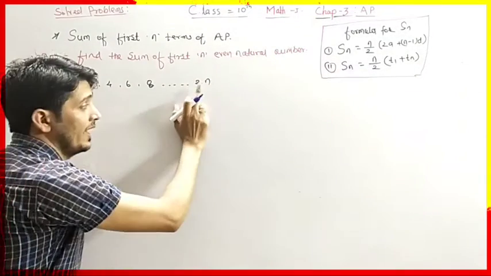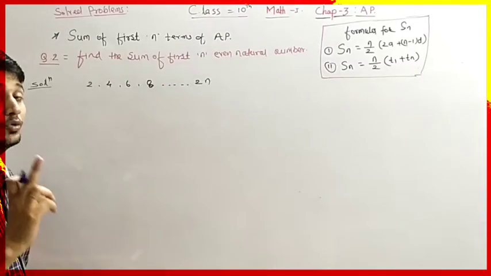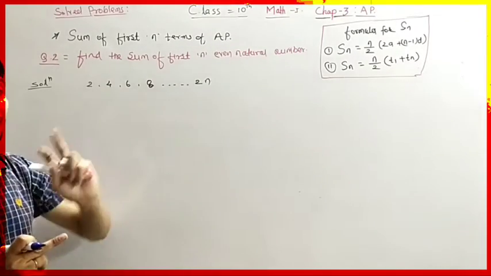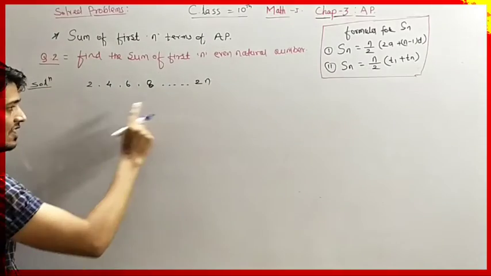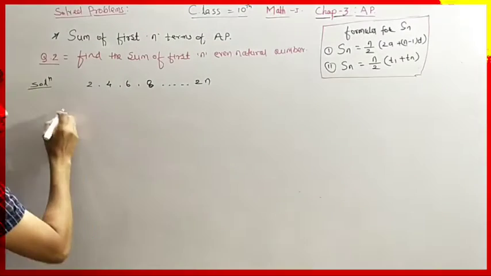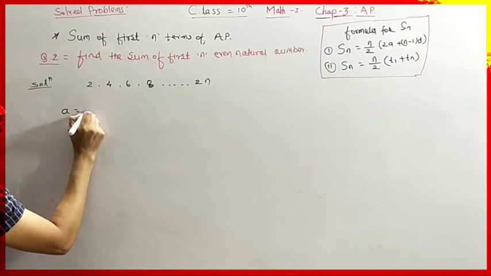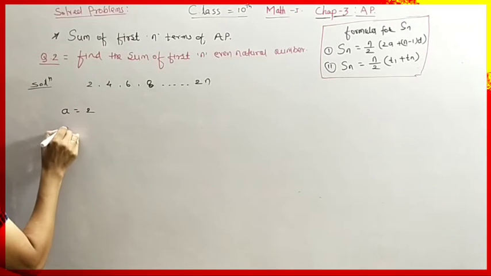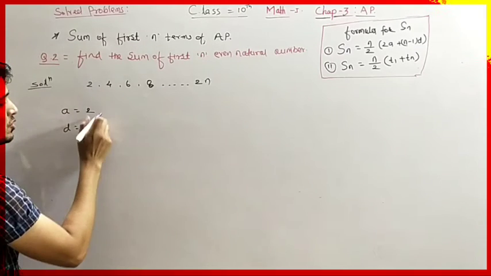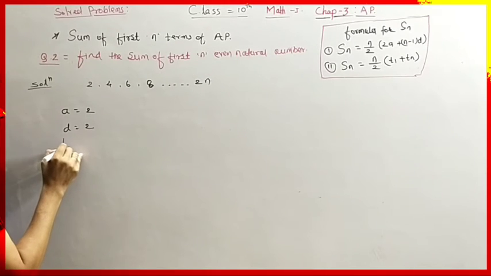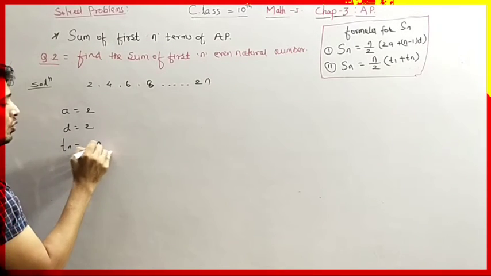Why have we taken 2 here? Because the natural number n will always be a multiple of what? It will be a multiple of 2. That is the condition of an even number. Okay, so the last term will be 2n. So what do we have? We have a equals 2. We have common difference, so 4 minus 2 is 2. We have the last term, that is tn equals 2n.